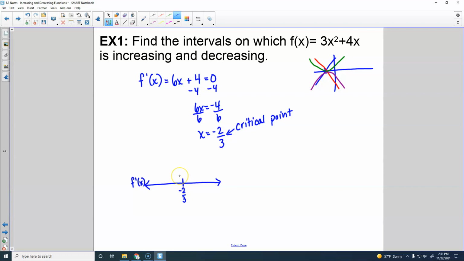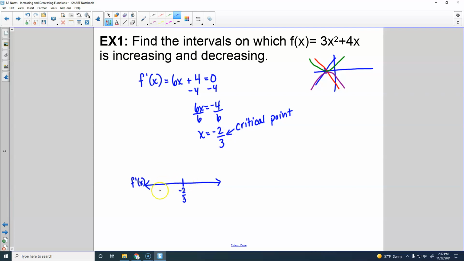So what we can do is pick any number below negative 2/3. We did this when we were doing rational inequalities in pre-calc. We did sort of the same chart, although it was a different context. We weren't doing increasing, decreasing stuff. If we pick any number here, every number in that section is going to have the same sign. They're all going to be negative or they're all going to be positive.